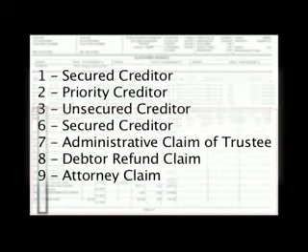The classes of creditors used are as follows: Class number 1, Secured Creditor; Class number 2, Priority Creditor; Class number 3, Unsecured Creditor; Class number 6, Secured Creditor; Class number 7, Administrative Claim of Trustee; Class number 8, Debtor Refund Claim; and Class number 9, Attorney Claim.